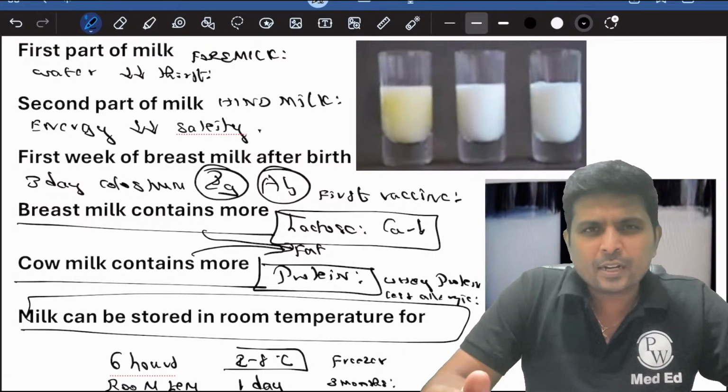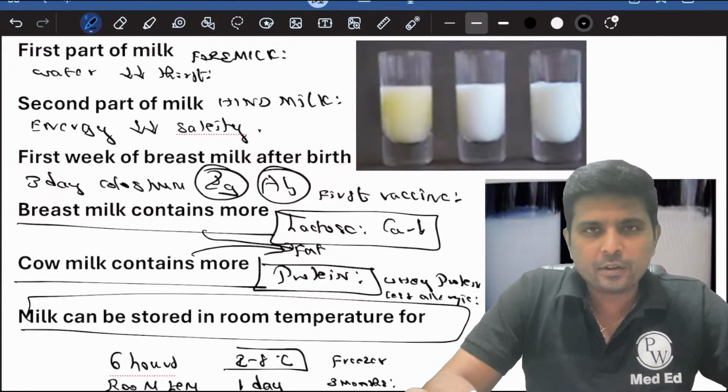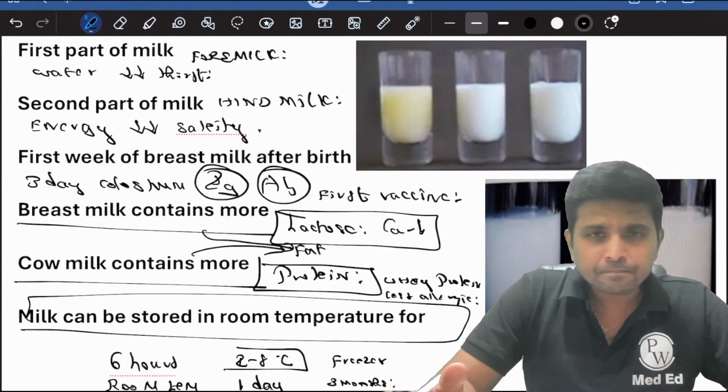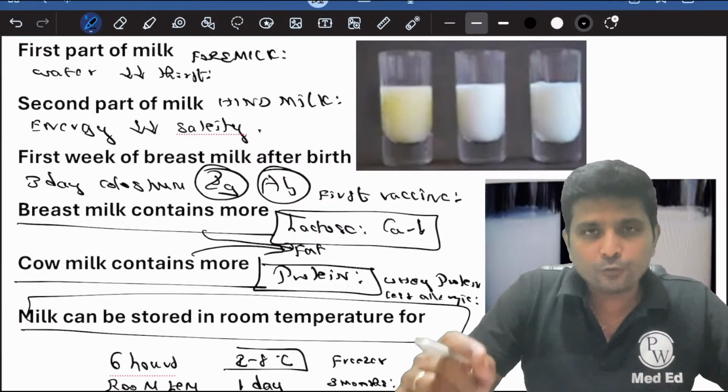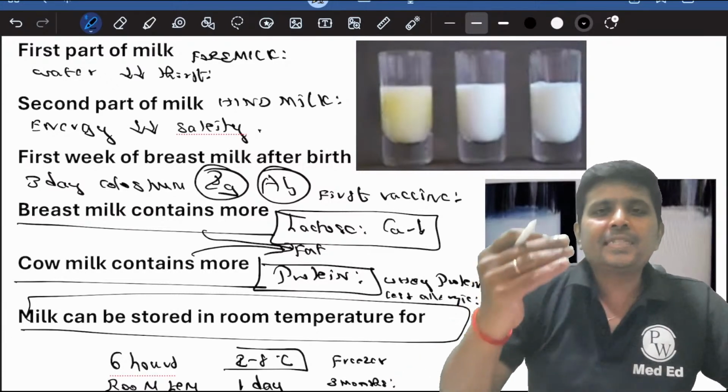Right. So what about milk? Foremilk, hind milk. Foremilk is rich in water, so it quenches the thirst, whereas hind milk is rich in nutrition, so it quenches the what? Satiety. So foremilk is meant for thirst and hind milk is meant for satiety.